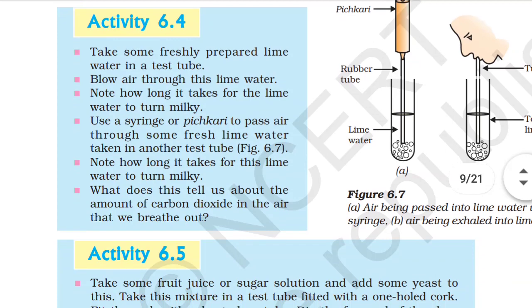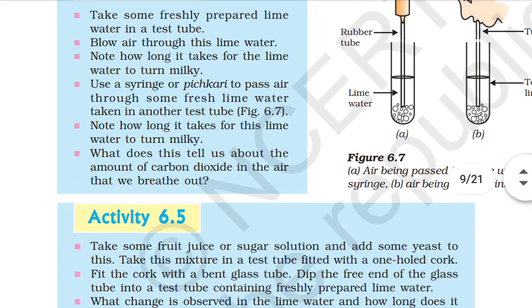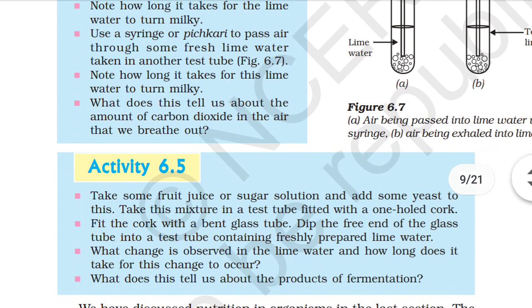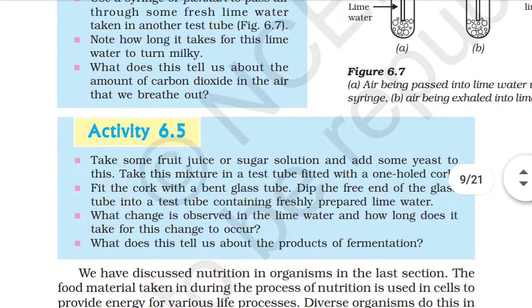Respiration. Activity 6.4. Take some freshly prepared lime water in a test tube. Blow air through this lime water. Note how long it takes for the lime water to turn milky. Use a syringe or pichkari to pass air through some fresh lime water taken in another test tube. Note how long it takes for this lime water to turn milky. What does this tell about the amount of carbon dioxide in the air that we breathe out?